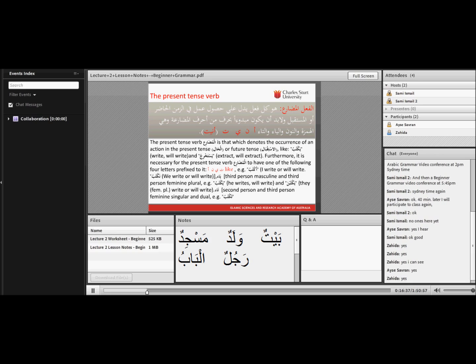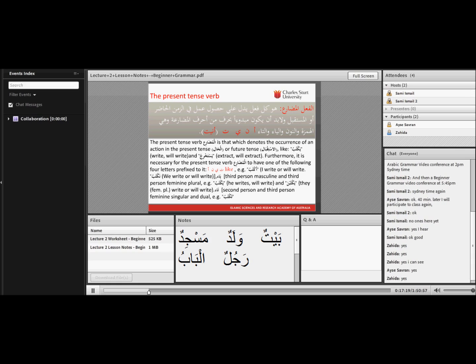Like yaktubu and yastakhriju. So yaktubu means he is writing, writes or will write, and yastakhriju is extract or will extract. Furthermore, it is necessary for the present tense verb al-mudari' to have one of the following 4 letters prefixed to it. This is extremely important. So every single fi'l mudari' has to have one of these 4 letters prefixed to it. Prefixed to it means it should start with one of these 4 letters. And they are the alif, the noon, the ya, and the ta.